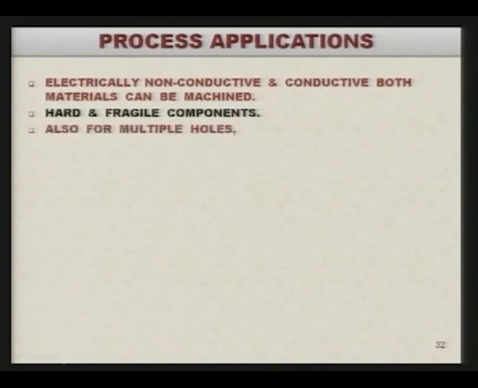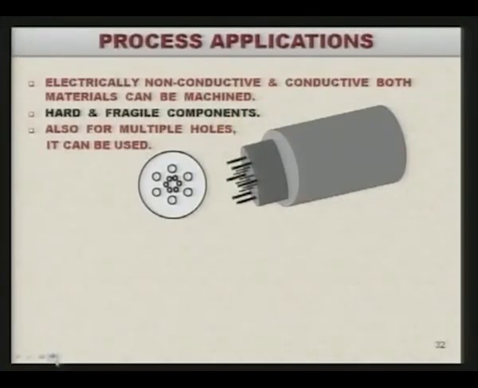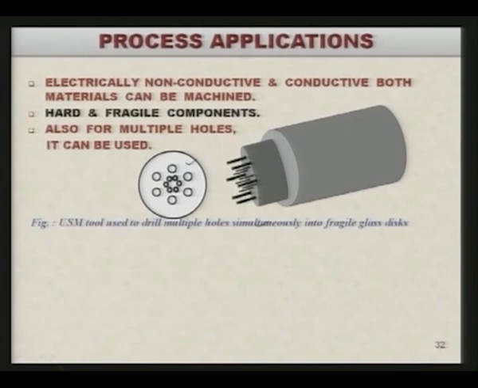Now, this is another very important capability of this process, that multiple holes or multiple cavities can be machined at the same time. As you can see here, this is the tool which has more than one tool, and this is the shape that has been produced on the workpiece. You can see there are 6 bigger size holes and 6 smaller size holes, and all these 12 holes have been produced at the same time using this particular tool. So, it is an ultrasonic machining tool used to drill multiple holes simultaneously into a fragile glass disc.